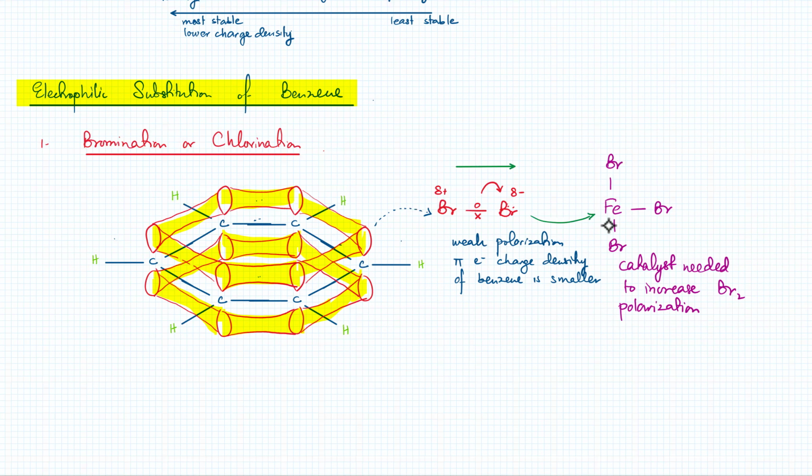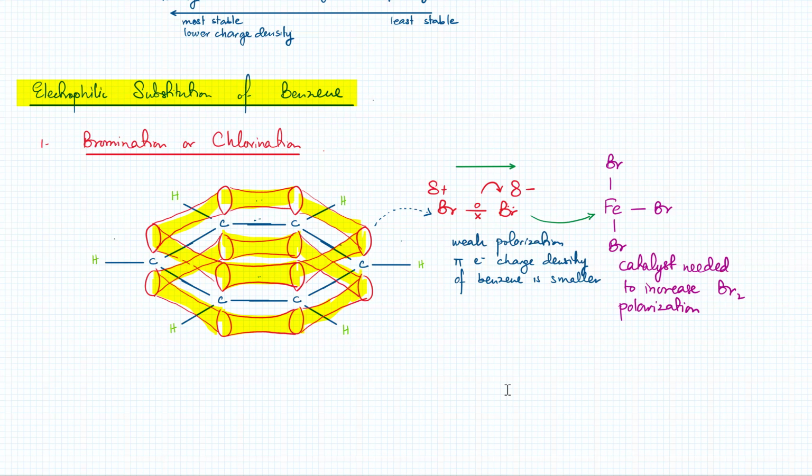So in this way, the polarization would become bigger. It's going to become larger because one side is pushing the electrons, the other side is attracting the electrons, and that's how the slight positive and slight negative charges on bromine will build up further, and the polarization would then become much higher. Is this clear? So without the catalyst, the bromine molecule on its own is not going to get polarized. Is this part clear?